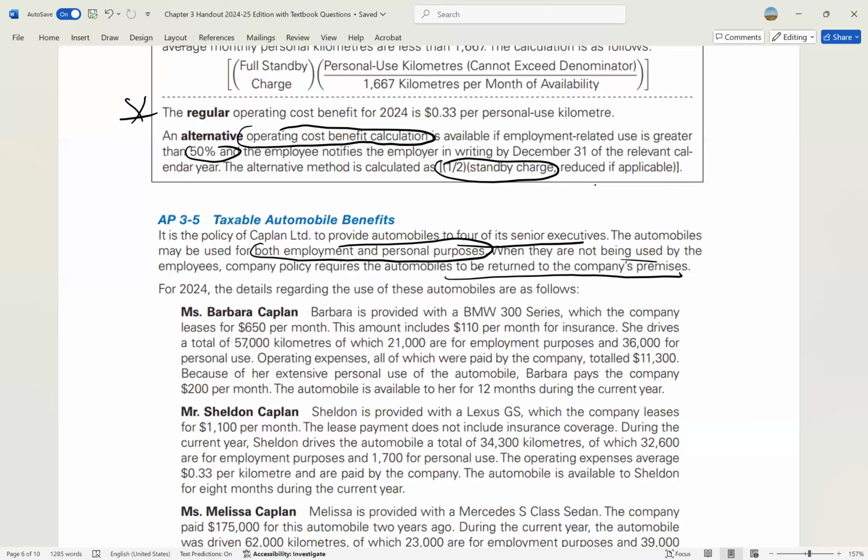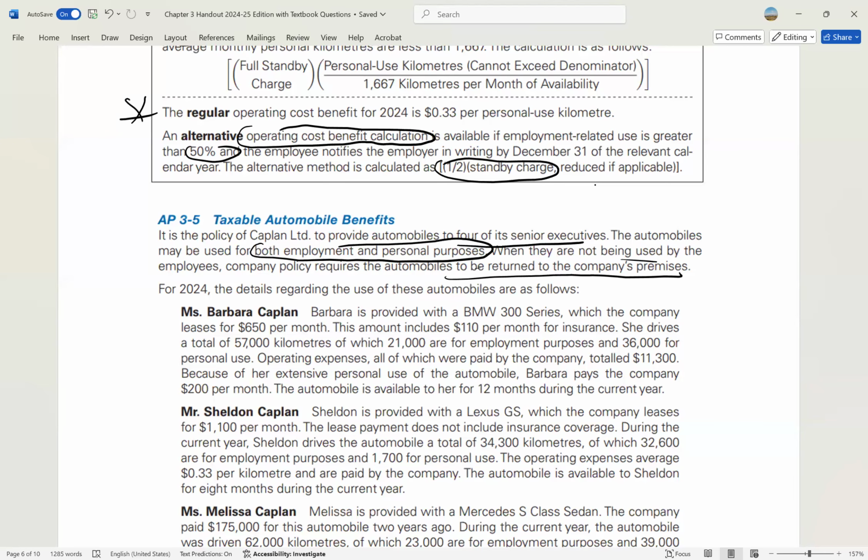But let's say they are away for a month, maybe on medical leave. During that month, they have to return the car to the company's premise. They don't need to worry about the standby charge and the operating cost benefit for that 1 month because it's being returned to the company's premise. But in their day-to-day activities, if they're working Monday to Friday, they get to take the car home on evenings, they get to take the car home on weekends, so they can use it personally.